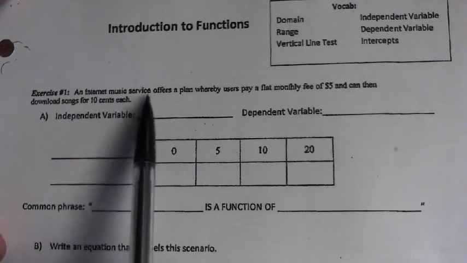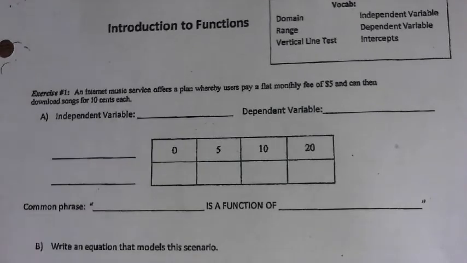An internet music service offers a plan whereby users pay a flat monthly fee of $5 and can then download songs for 10 cents each. So a variable is something that changes, okay? In this particular scenario, there are two things that may change. Number one, the number of songs you download. That can change. You can choose to download one song, or you could choose to download 11 songs.